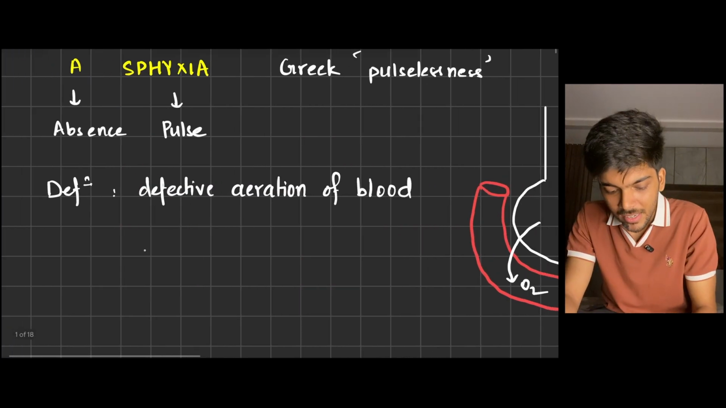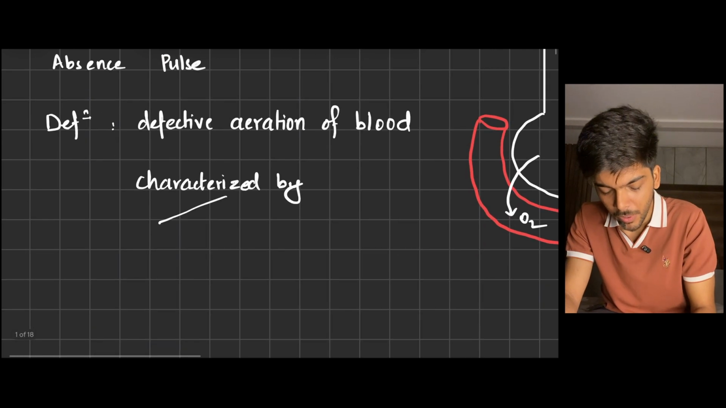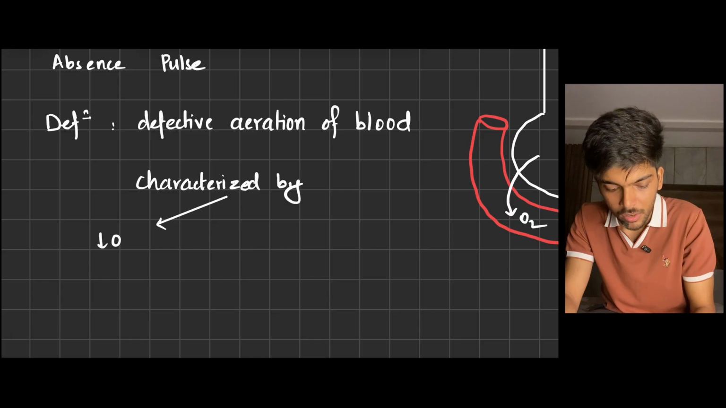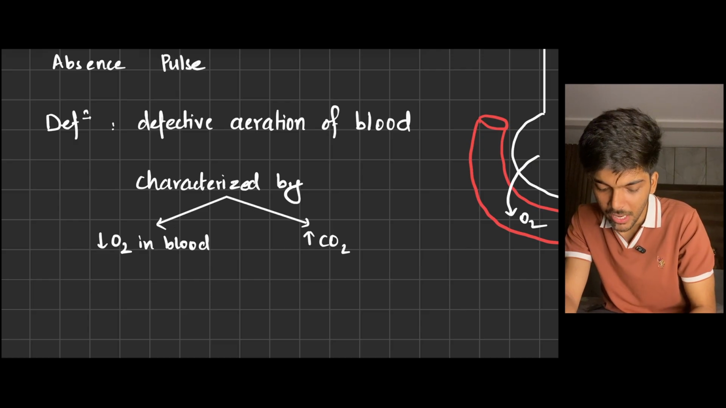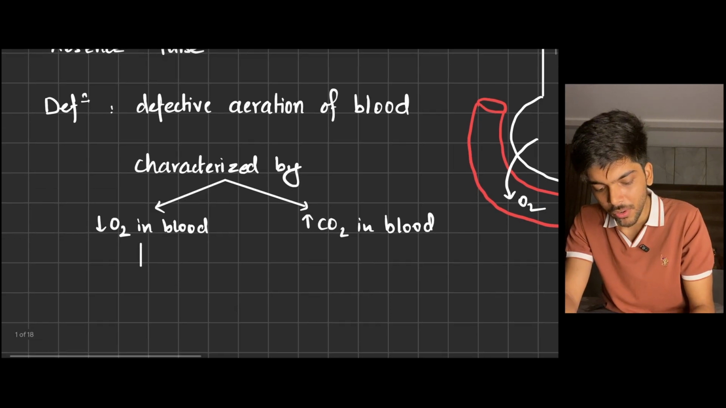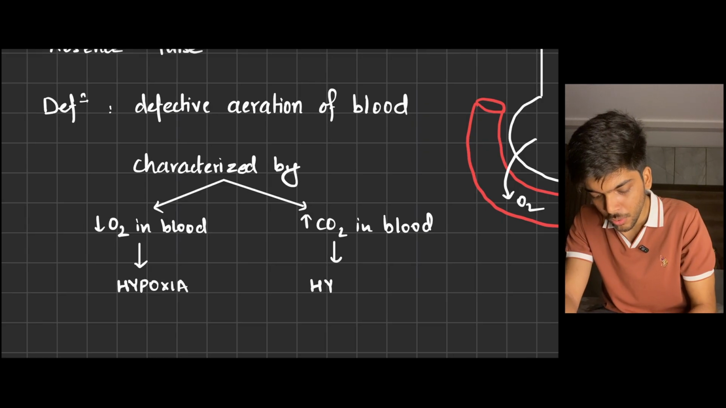So asphyxia is characterized by two things. Number one, decrease in oxygen in blood. And number two, increase in carbon dioxide in blood. So there is less oxygen but lots of carbon dioxide. This is referred to as hypoxia and this is referred to as hypercapnia. So in asphyxia, you have a combination of hypoxia and hypercapnia.